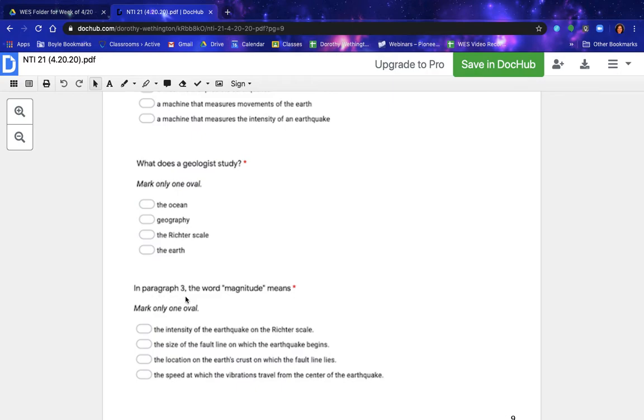In paragraph 3, the word magnitude means: A. The intensity of the earthquake on the Richter scale, B. The size of the fault line on which the earthquake begins, C. The location on the Earth's crust on which the fault line lies, or D. The speed at which the vibrations travel from the center of the earthquake.